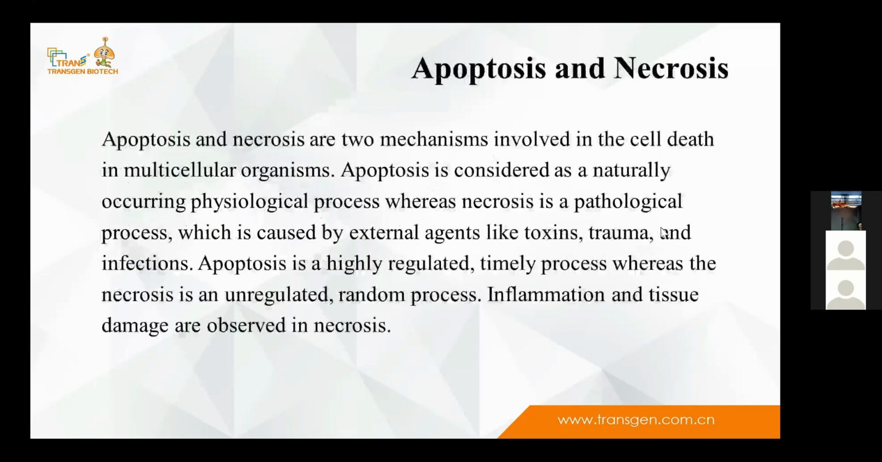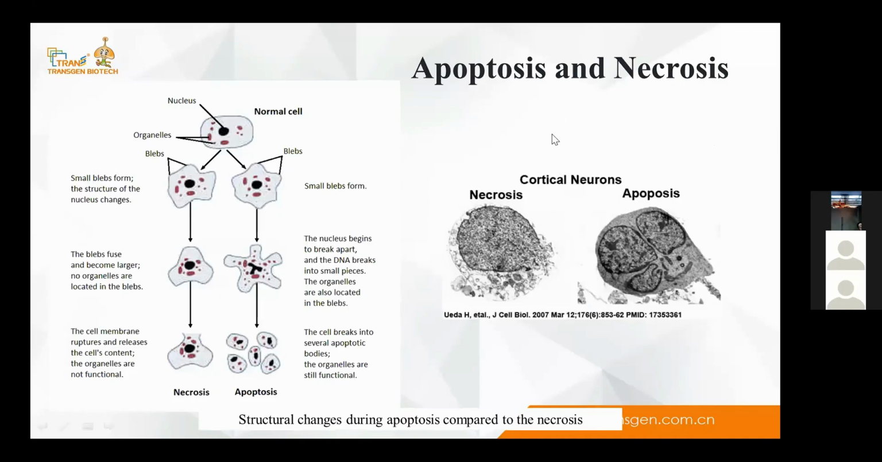And then we have to tell the difference between apoptosis and necrosis. Necrosis means the whole system is destroyed by outer force, such as toxins or other external agents like trauma and infections. Apoptosis is highly regulated, so it shows totally different steps from necrosis. This one is necrosis, so we can see the cell collapses, and the whole content inside is destroyed and released into the supernatant.